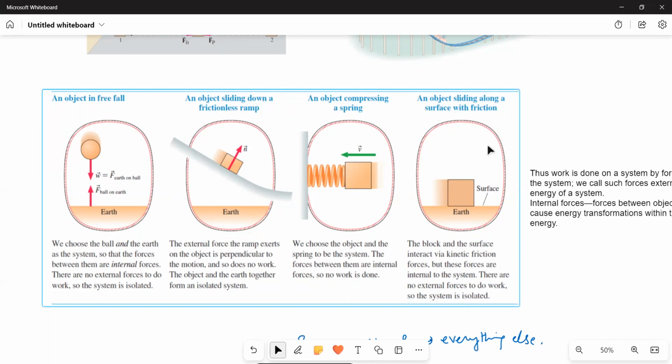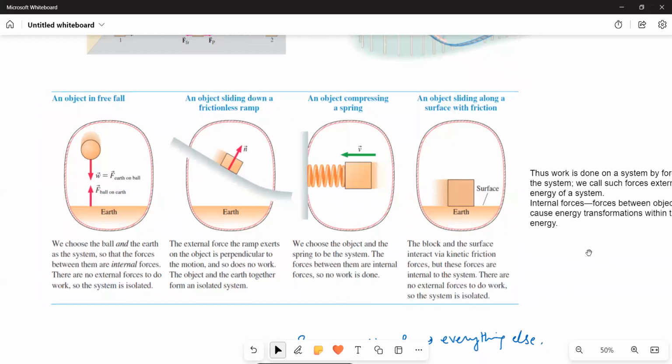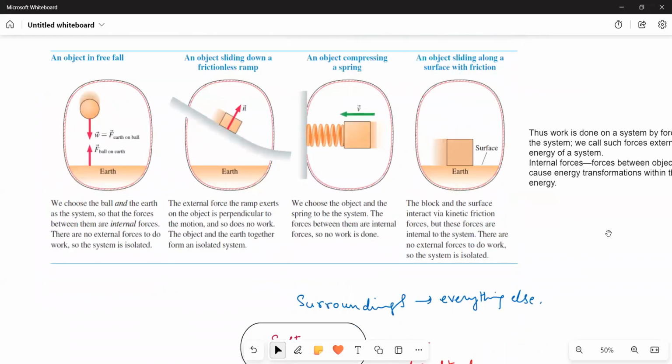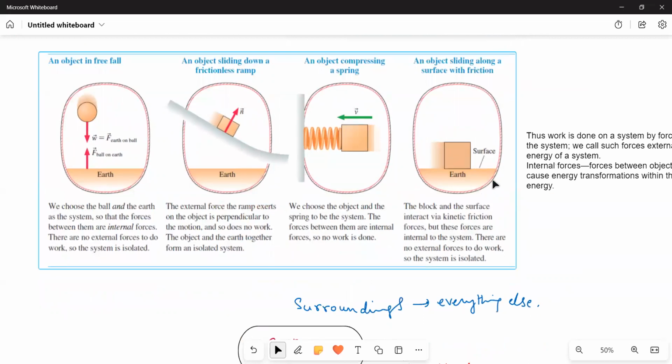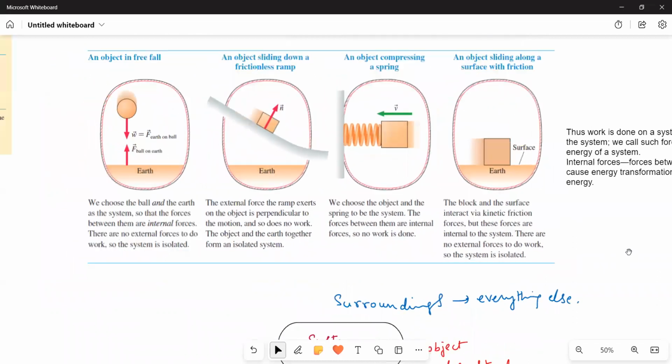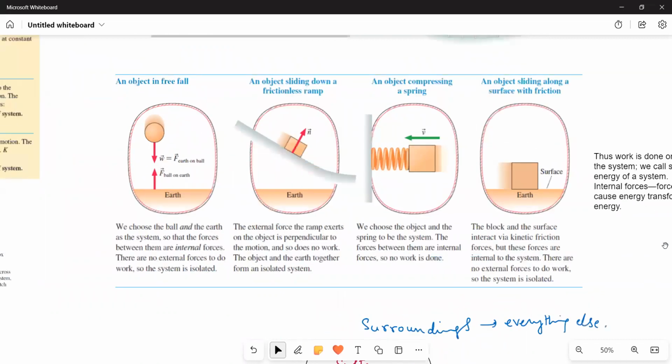Okay. Here the object is sliding along a surface with friction. So what is happening here? Again, here the kinetic friction does the work, but it is within the system. That is why there won't be any transformation of energy. Okay. Here the block and the earth are considered as a single system. So the kinetic friction will also come under the internal forces. So everything will be internal. So there won't be any energy transfer between the system and surroundings.